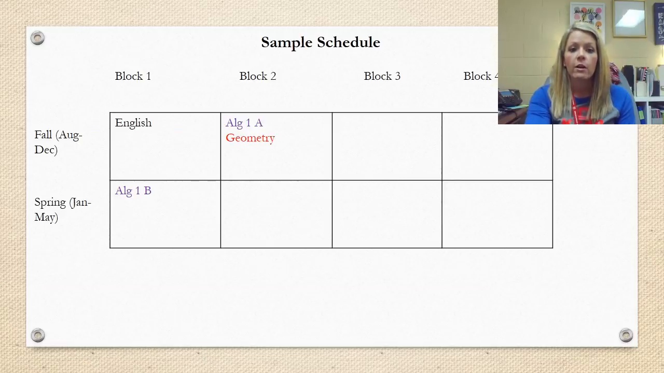So if we look at our bingo card kind of type thing that we're doing here, Algebra 1A, you're going to take in the fall if you're in pre-algebra right now. Algebra 1B, you're going to take in the spring semester. If you're already in Algebra 1 at CMS and you're passing and you're good to go, you're going to take geometry, and that only takes up 1 section of your sample schedule.